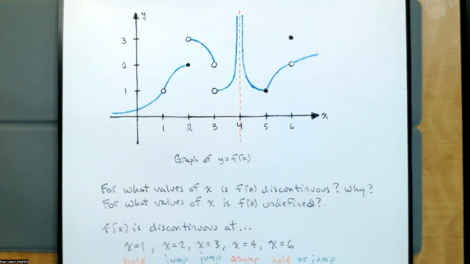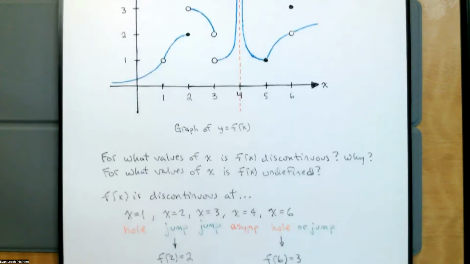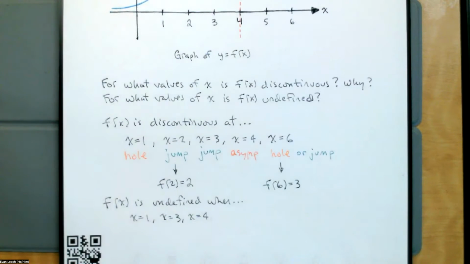Okay. So we notice that a function doesn't have to be undefined where it is discontinuous. But is it possible for a function to be continuous if it is not defined? Is it possible for a function to be continuous and be undefined at a point? Continuous and undefined. Is that possible?